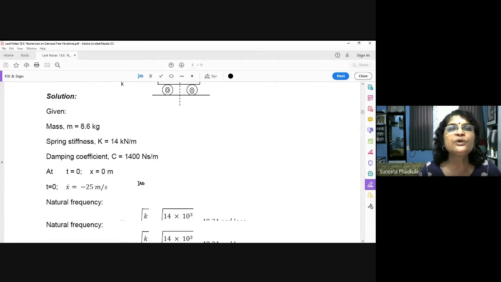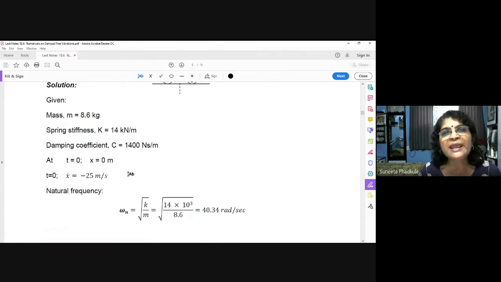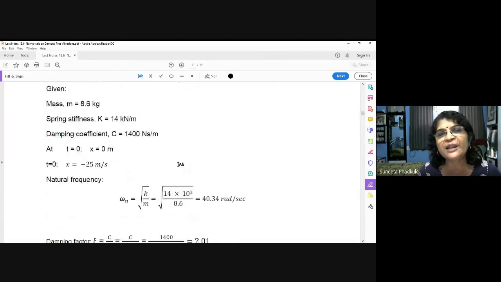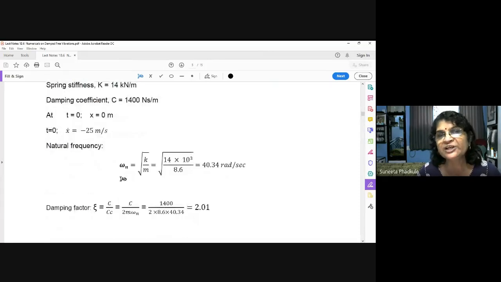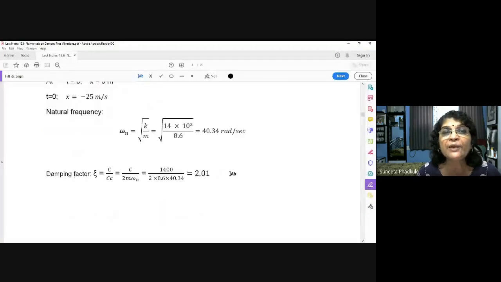Whenever you know K and M, the first thing you always do is find out the natural frequency. Natural frequency omega n is equal to square root of K upon M. Values are given, K and M, so natural frequency omega n is 40.34 radian per second. Now, you find out the damping factor, because C is directly given to you.